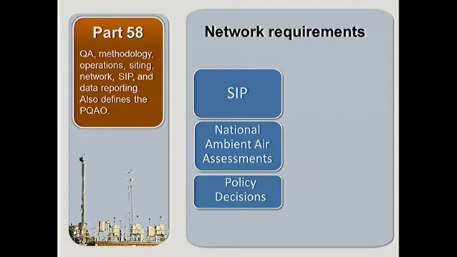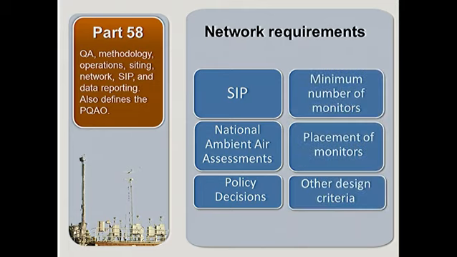Part 58 also institutes minimum network requirements that are used to provide support for monitoring that's required under state implementation plans, under national air quality assessments, and to cover policy decisions. Minimum requirements are established for network design, which includes the minimum number and placement of monitors of each type.